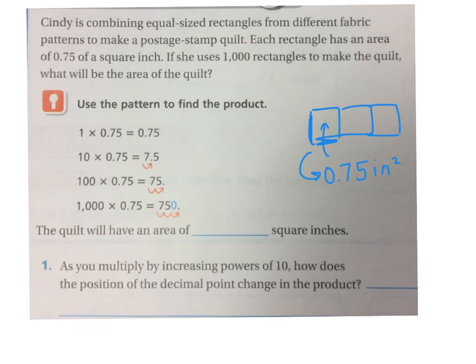If she used 1,000 rectangles to make the quilt, what will be the area of the quilt? The question is asking what will be the total area of the big quilt when she sews all 1,000 small squares together. Step 2 then, Misaki, is to ask what is the important information here? Each rectangle has the area that is 75 hundredths, or 0.75 square inches. Is there any other important information we need to know?